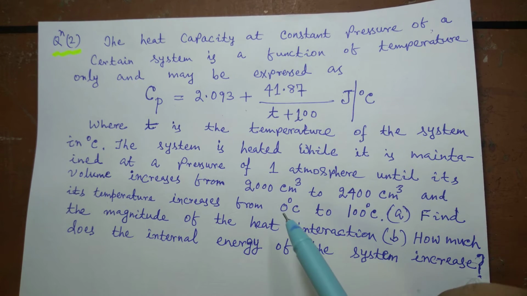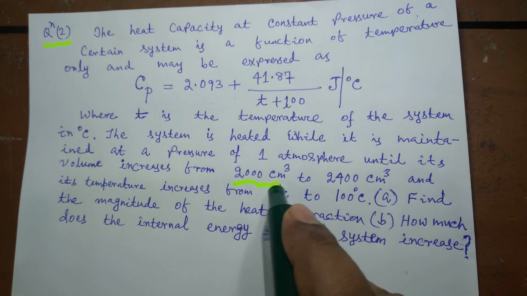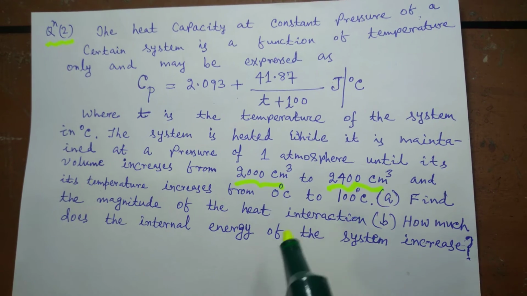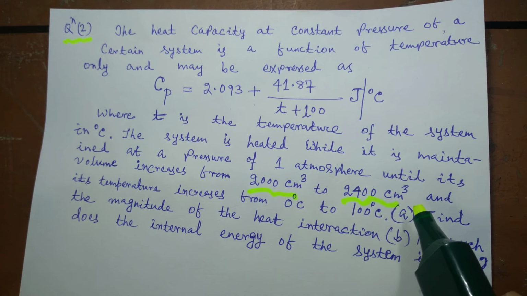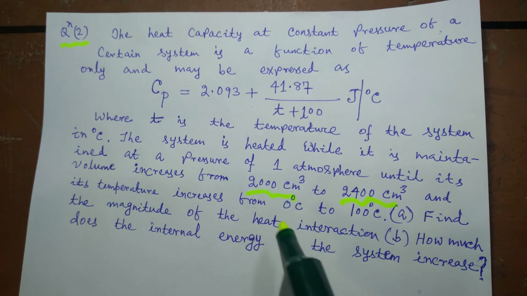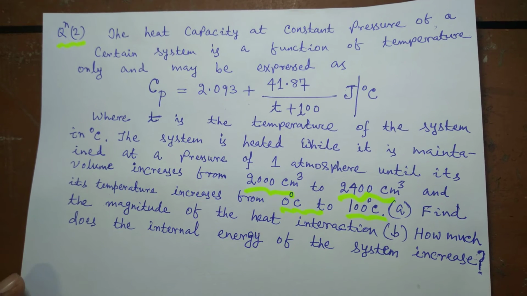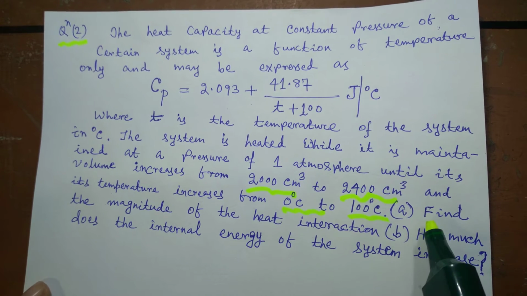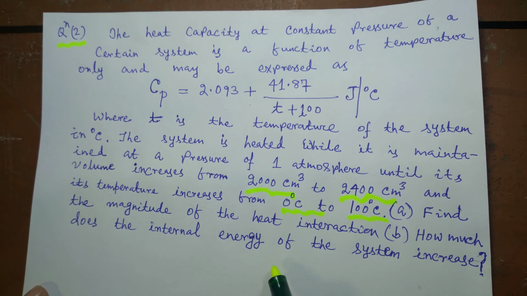Pressure remains constant at 1 atmosphere until its volume increases from 2000 centimeter cube to 2400 cc. So volume of the system increases from 2000 centimeter cube to 2400 centimeter cube, and its temperature increases from 0 degree Celsius to 100 degree Celsius. So first we have to find out the magnitude of the heat interaction, and second is how much does the internal energy of the system increase.